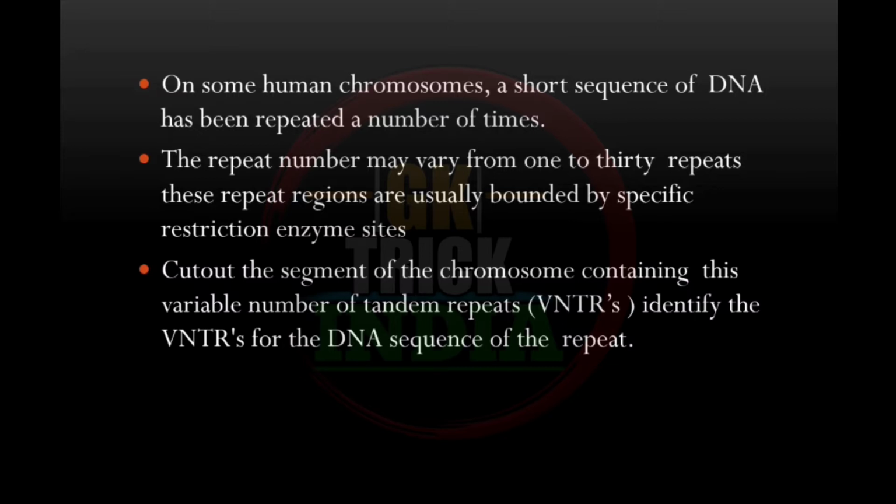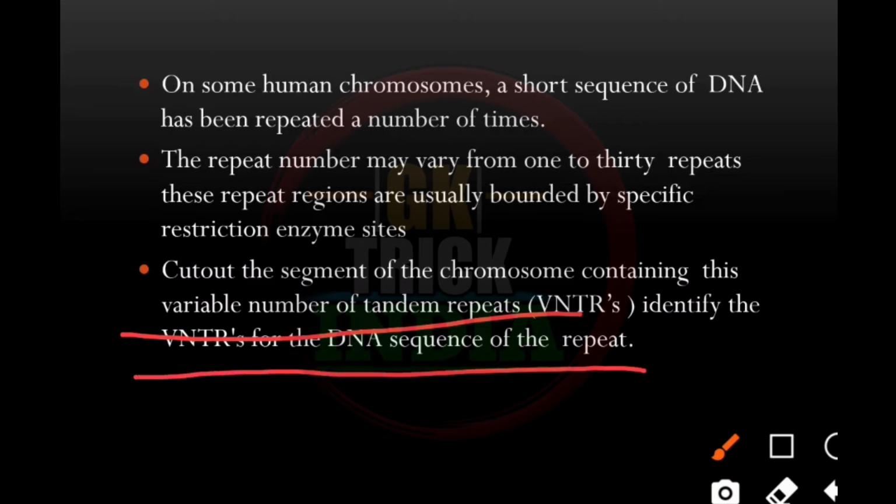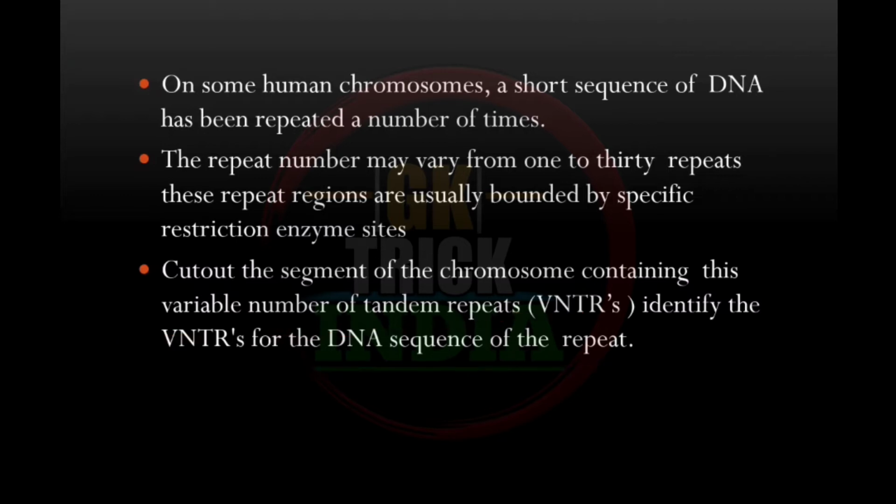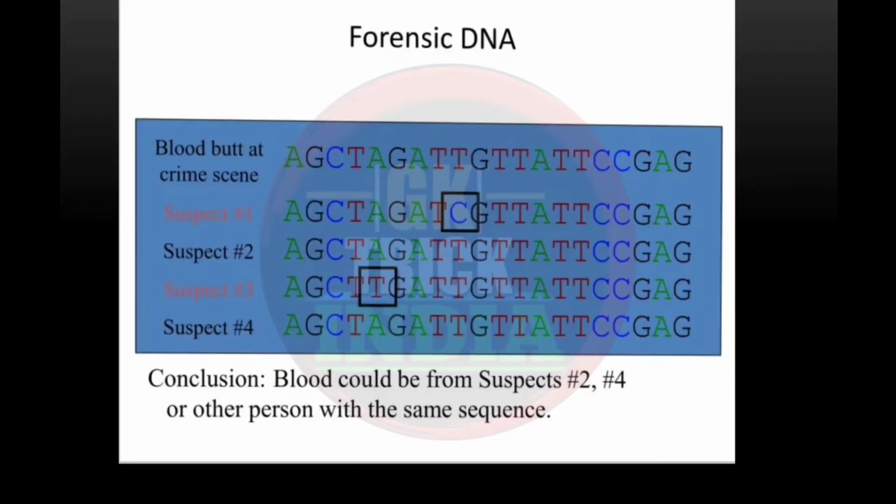These repeats are usually bounded by specific restriction enzyme sites, which cut out the segment of the chromosome containing these repeats. This is termed the variable number of tandem repeats. We identify the variable number of tandem repeats for the DNA sequence of the repeat, and we use these variable number of tandem repeats for the pattern.